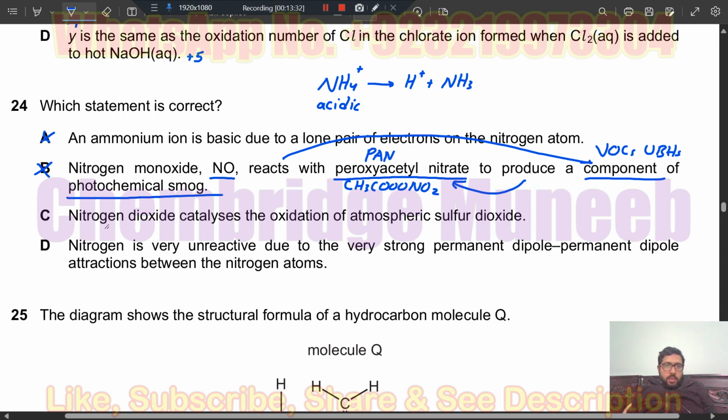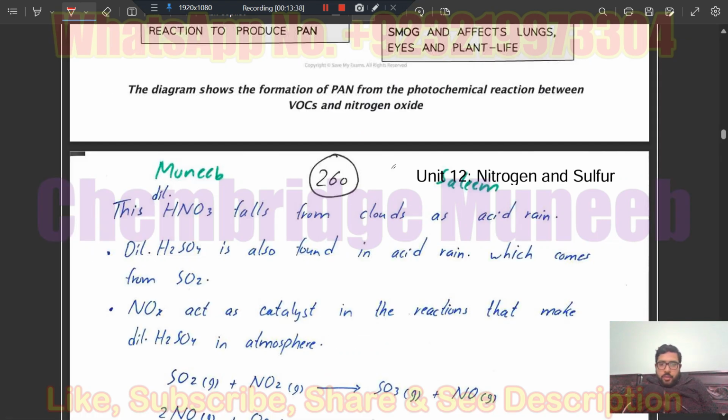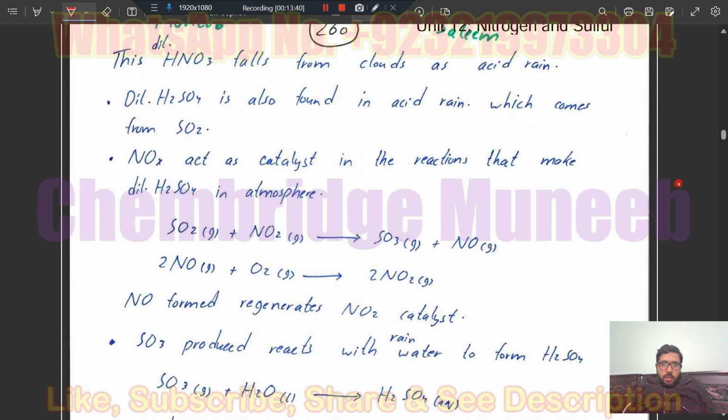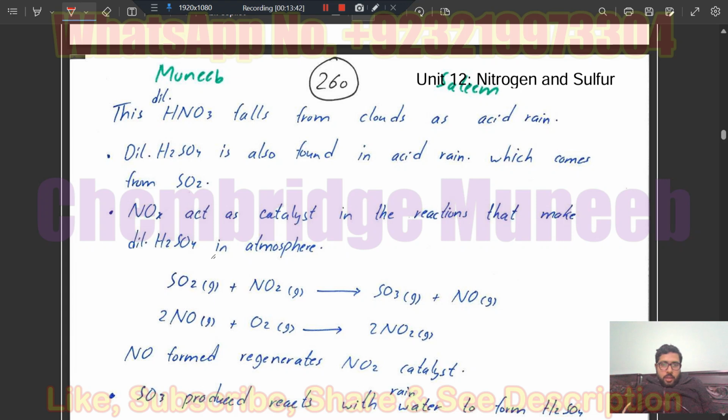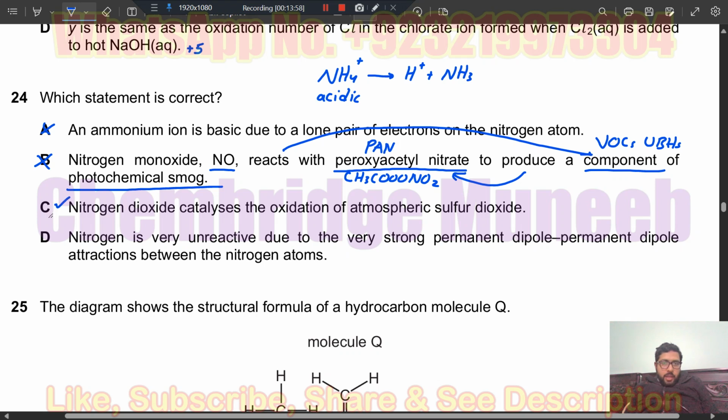C option says nitrogen dioxide catalyzes the oxidation of atmospheric sulfur dioxide. So yes, that's the case. We can find the same thing in my notes, that NO2 is acting as a catalyst to oxidize SO2 to SO3, because NO2 is regenerated in the second reaction. So yes, that is the real sense, that it acts as a catalyst.